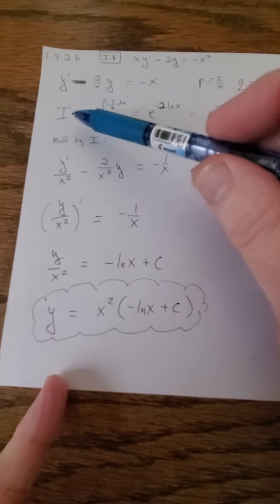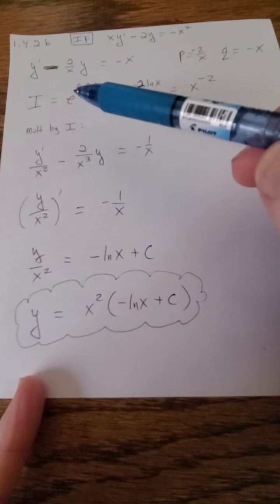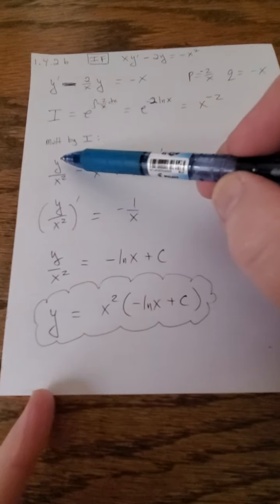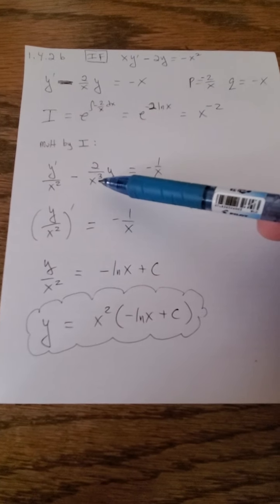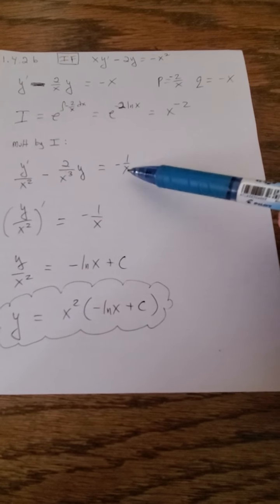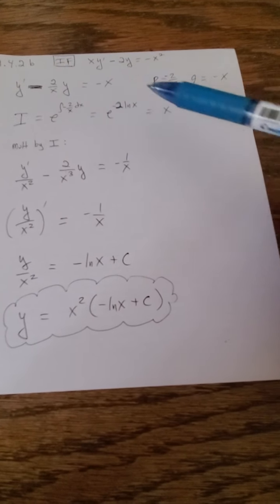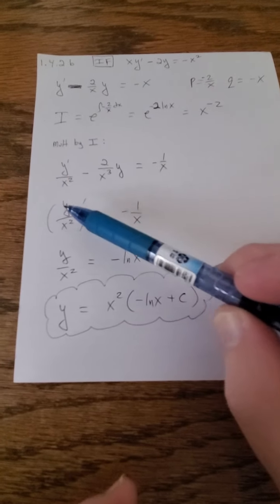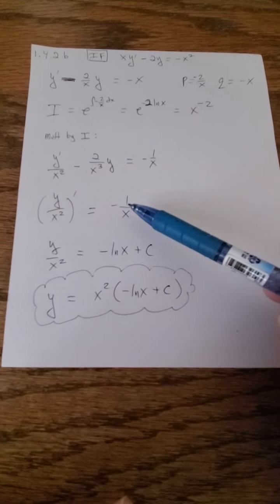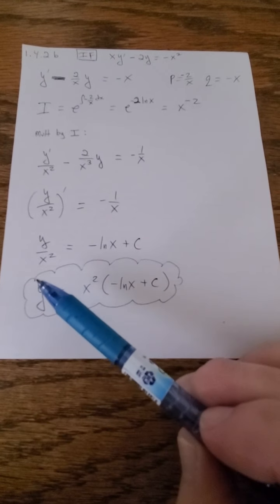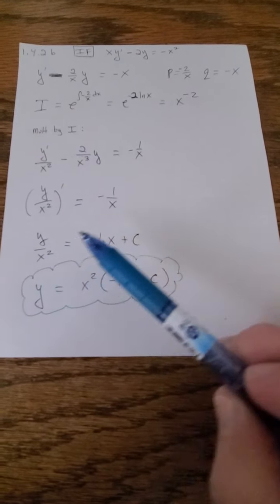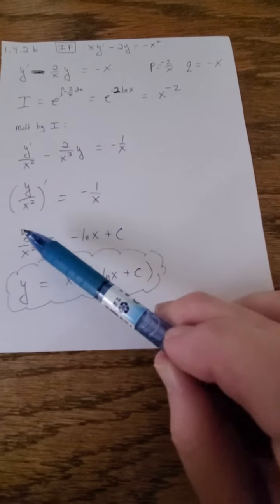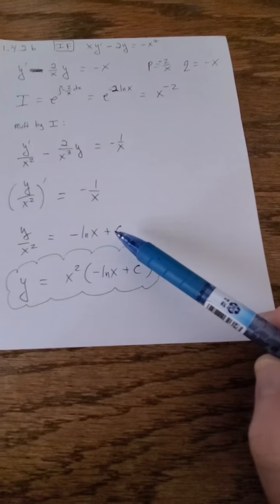Now that I have the integrating factor, I'm going to multiply by it. So this differential equation becomes y prime over x squared minus 2 over x cubed y equals negative 1 over x, because that's what happens when I multiply this equation by 1 over x squared. And now this part here conveniently is y over x squared, prime, and that equals negative 1 over x. And that gives me y over x squared equals the integral. I just integrate both sides of negative 1 over x. So y over x squared equals negative ln x plus c.